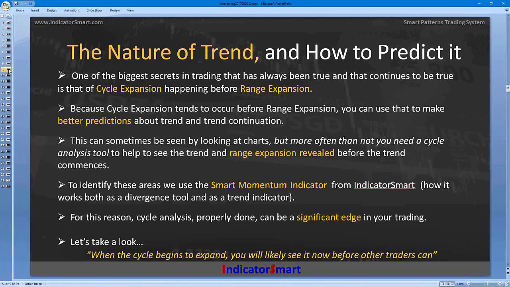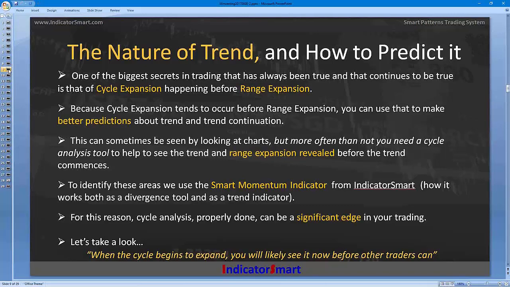And because cycle expansion tends to occur before range expansion, you can use that to make better predictions about the trend and trend continuation. This can sometimes be seen by looking at charts, if you know what to look for, but more often than not, you need to have a cycle analysis tool to help you see where that cycle expansion is happening, so you can align with the trend for that range expansion that follows the cycle expansion.